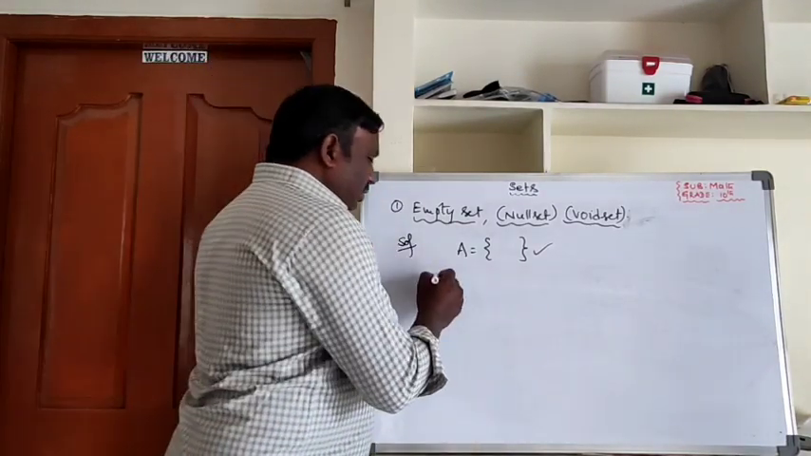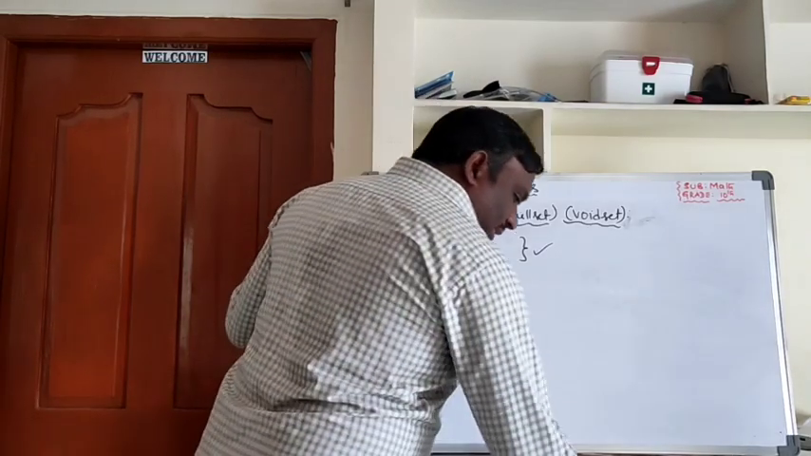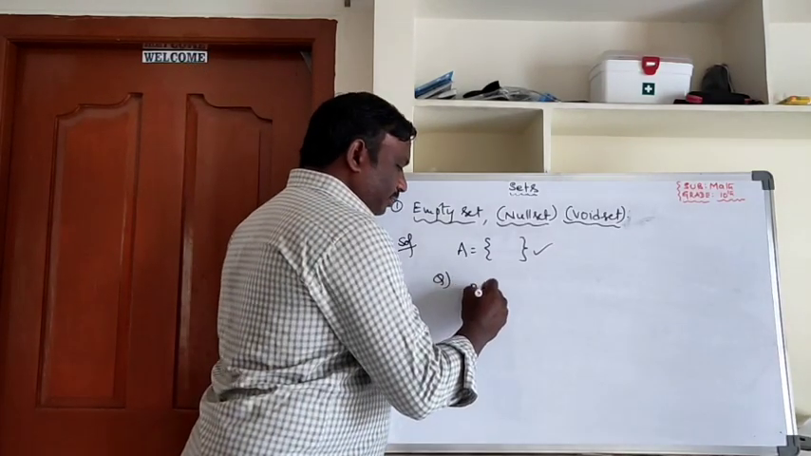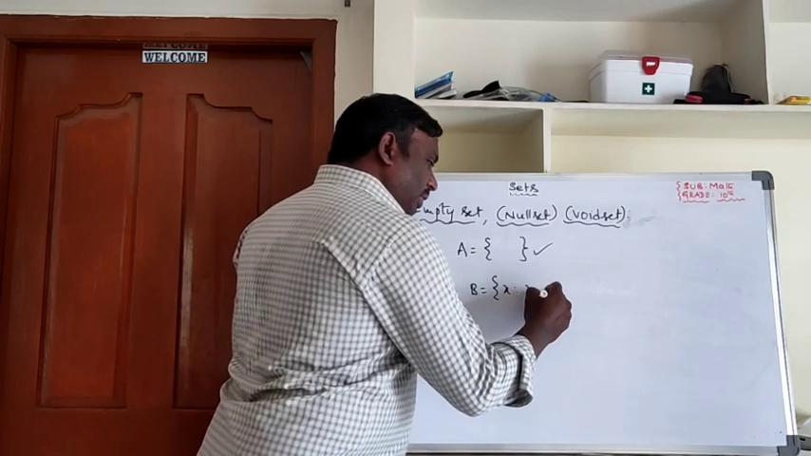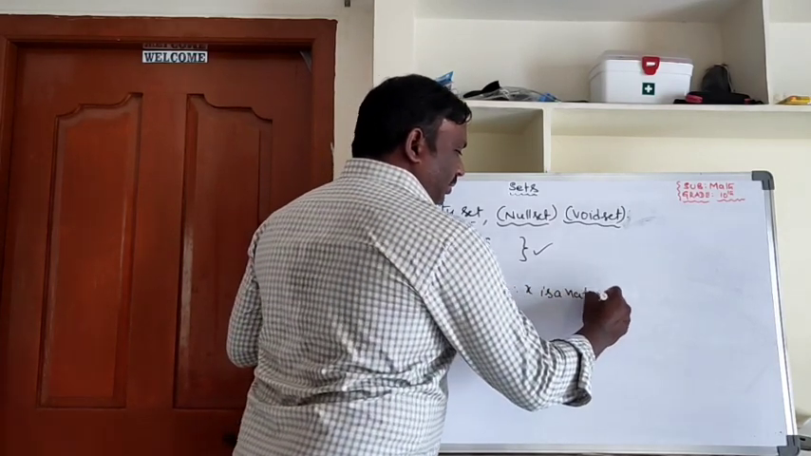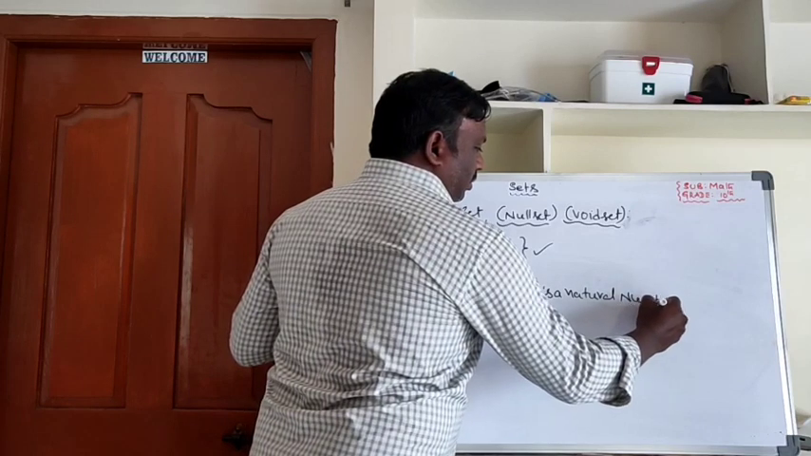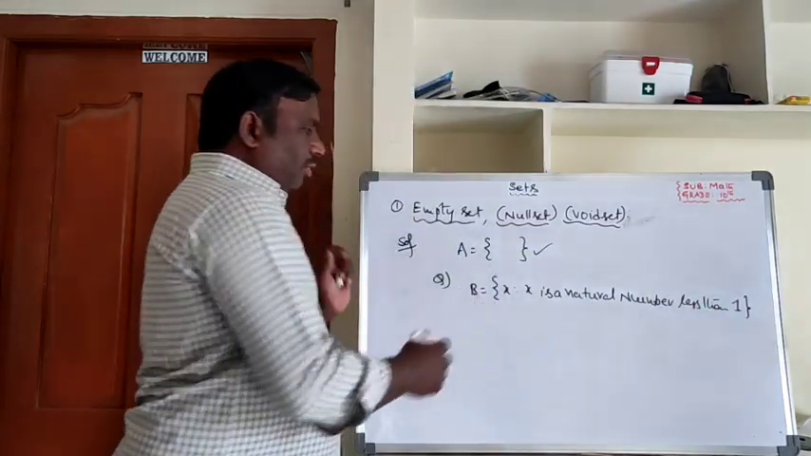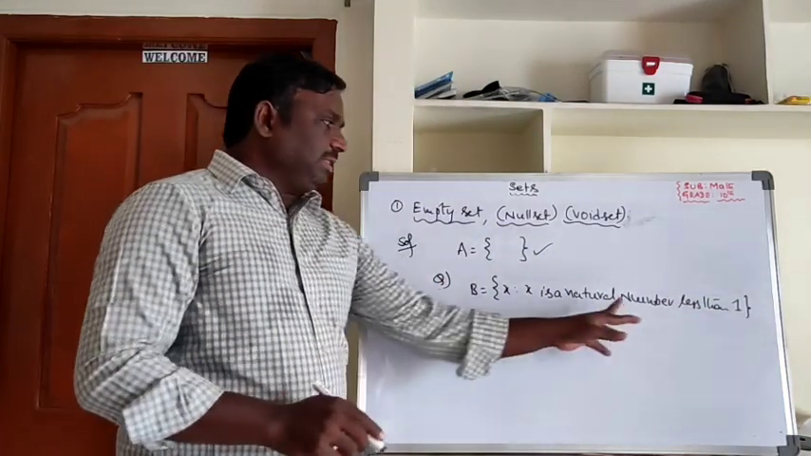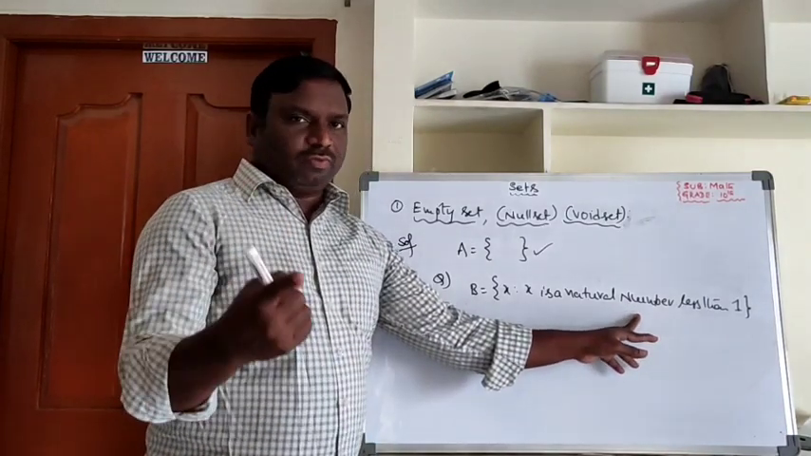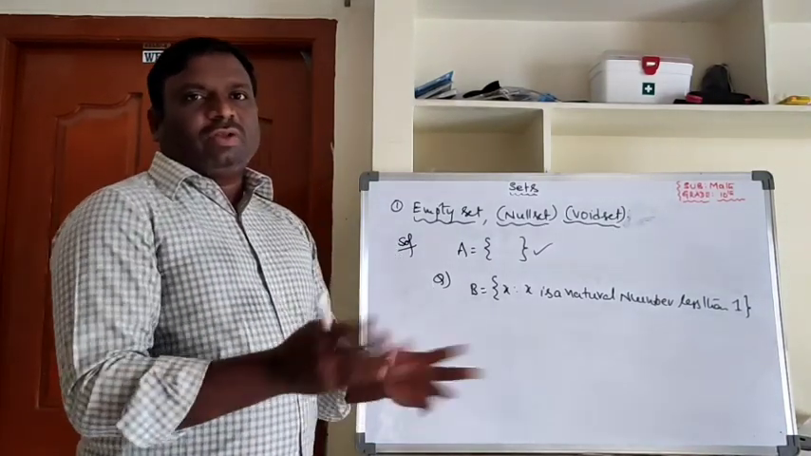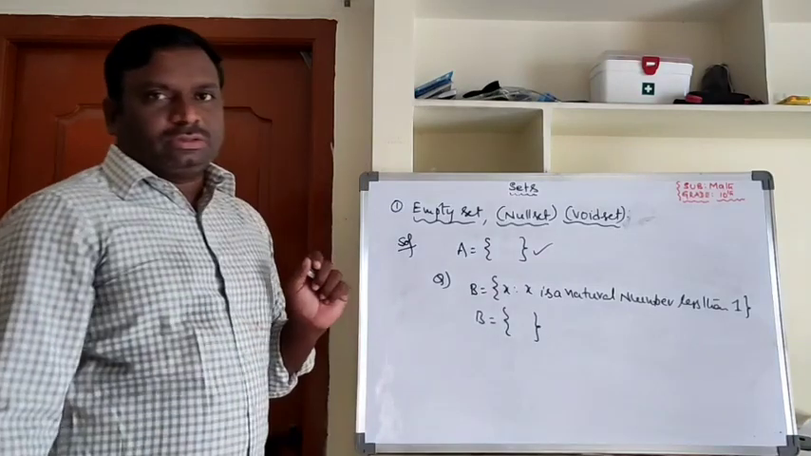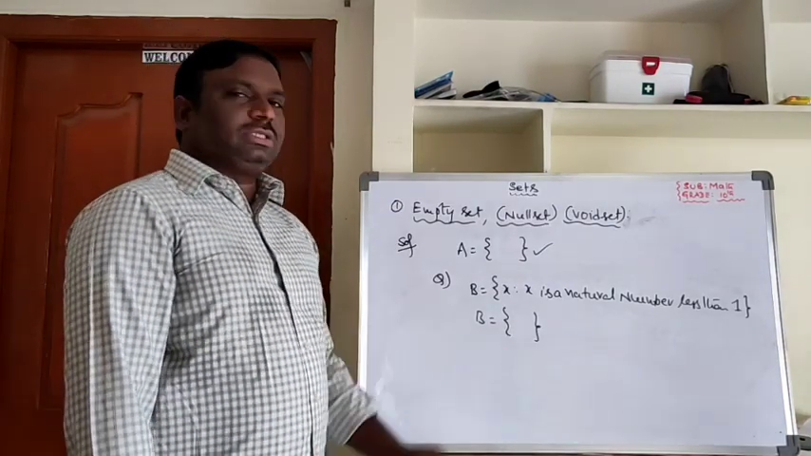Okay. Sometimes they will ask the question. See the example: B equals x such that x is a natural number smaller than 1. Can you write what is the possible value for x? They are asking x is a natural number. Natural numbers start from 1, but they are asking less than 1. Less than 1 means there is no natural number. In that case, B equals empty set. Like this they will ask.